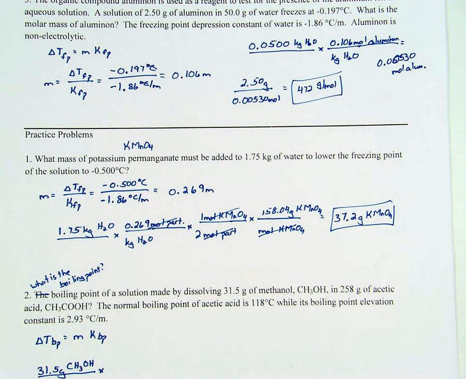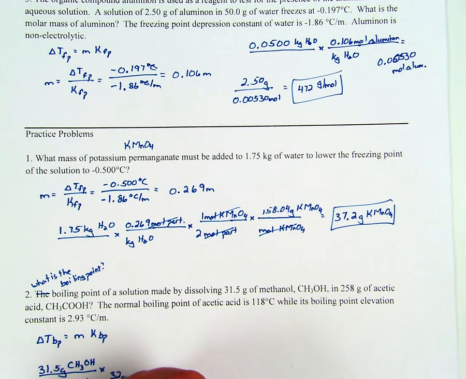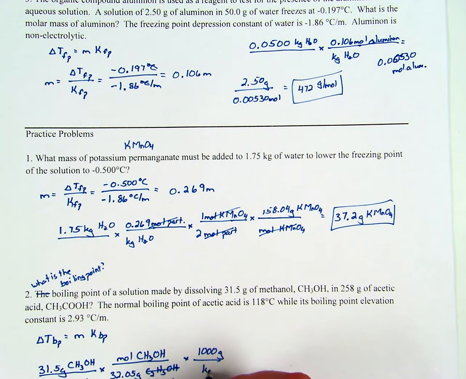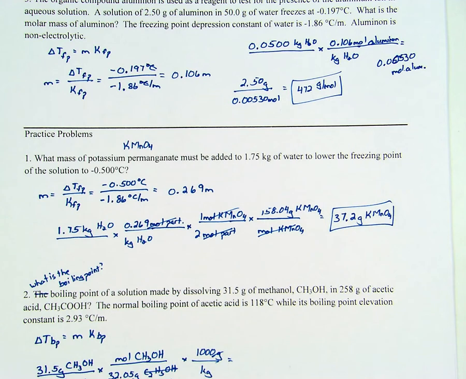32.05 grams CH3OH per mole. Actually, not C2H5. I was thinking ethanol. That's CH3OH. I did calculate the right molar mass, though. And then I could have just put that in kilograms to start with. I'll go ahead and do that conversion here. There are 1,000 grams per kilogram. Okay, and this will give us the molality. So 31.5 divided by 258 divided by 32.05 times 1,000. That gives me a molality of 3.81 molal.